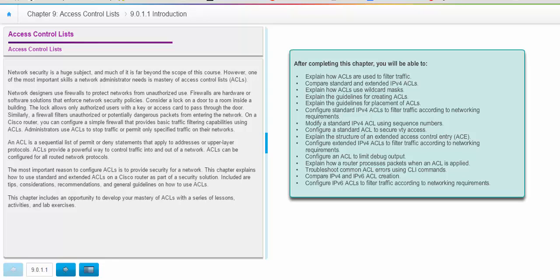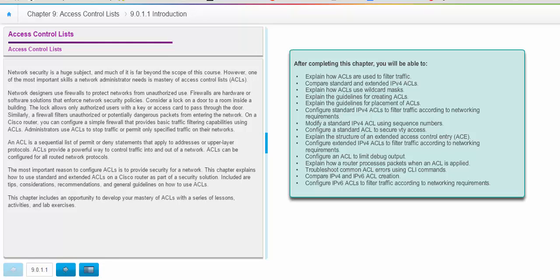Our next topic is going to be access control lists. The access control list allows you to control the security on your device, on your routers. It can act as a firewall for your network. With the Cisco routers, we can configure a simple firewall that provides basic traffic filtering capabilities using our access control list. Just think of the name, access control. So we're controlling the access to our routers.